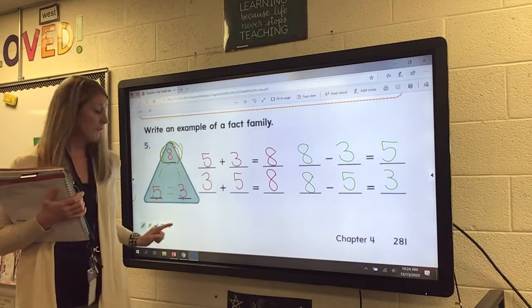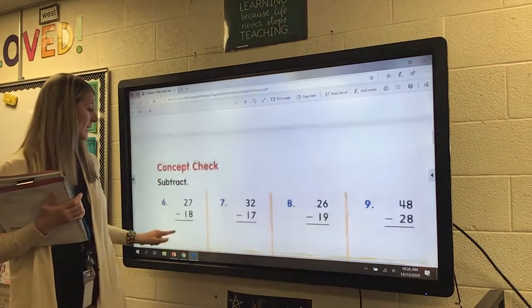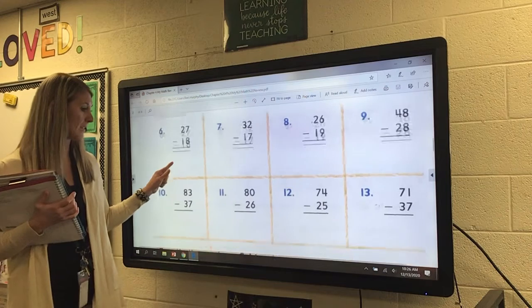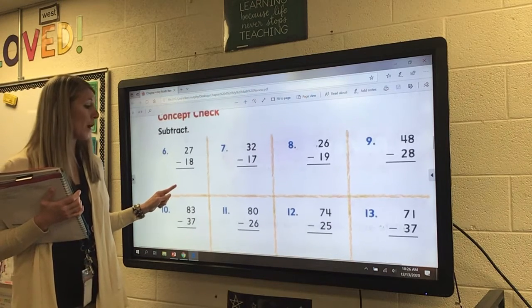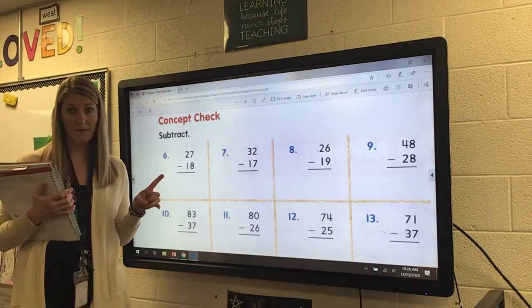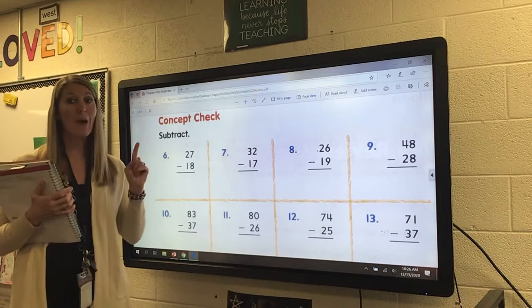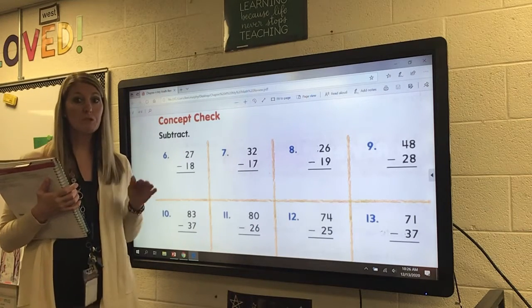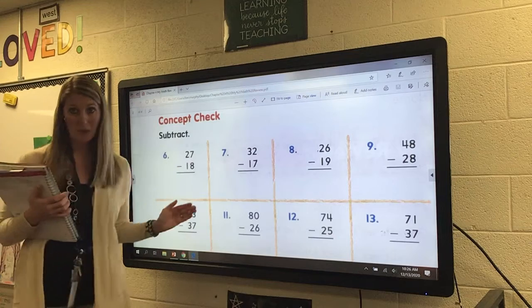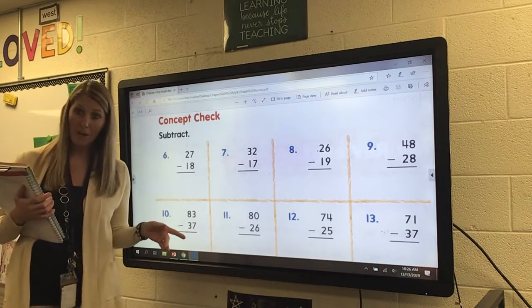Pause the video if you need to. Then we're going to go on to concept check, and Mrs. Murphy is going to do just one of these with you. Just one, and then you're going to do the rest on your own. So I am checking, do you understand how to subtract with regrouping and borrowing?